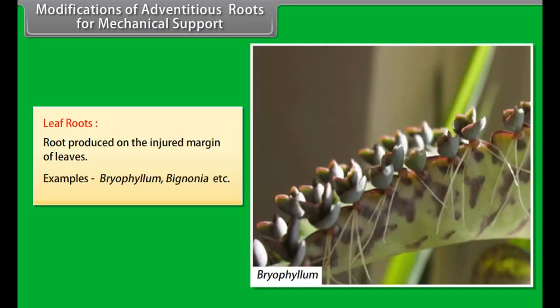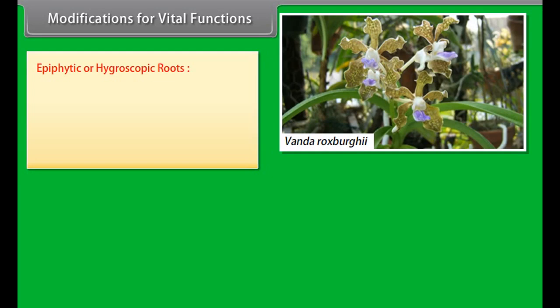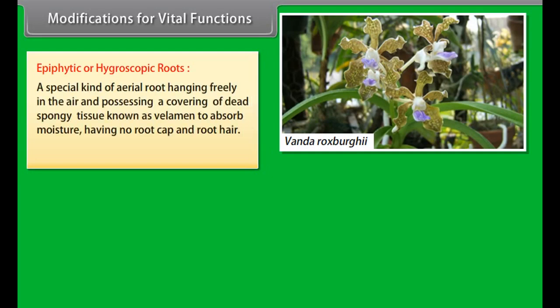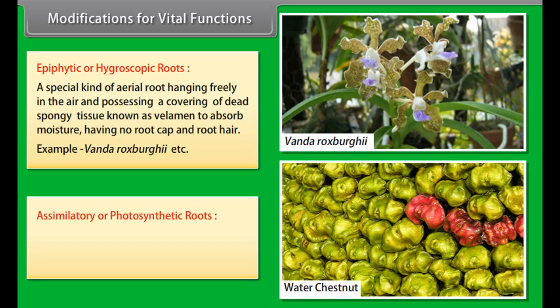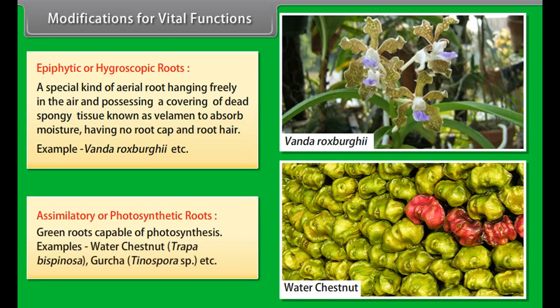Examples: Bryophyllum, Bignonia, etc. Modifications for vital functions. Epiphytic or hygroscopic roots. A special kind of aerial root hanging freely in the air and possessing a covering of dead spongy tissue known as velamen to absorb moisture, having no root cap and root hair. Example: Vanda roxburghii, etc. Assimilatory or photosynthetic roots. Green roots capable of photosynthesis. Example: water chestnut, guduchi, etc.